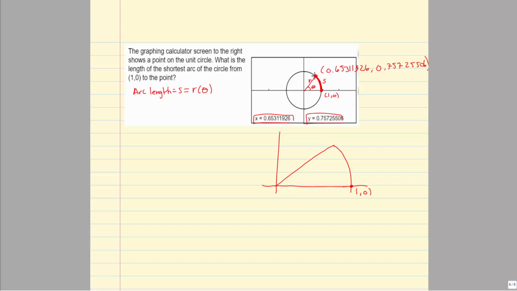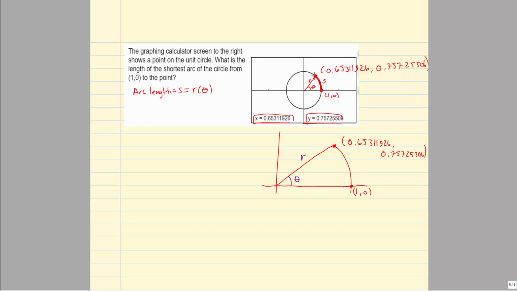So this is 1, 0, and then this is that point on the arc, 0.6531196, and 0.757255506 is my y value. Okay, so there's several different ways that we could solve this. Remember, we want to find theta, and we need to find r.